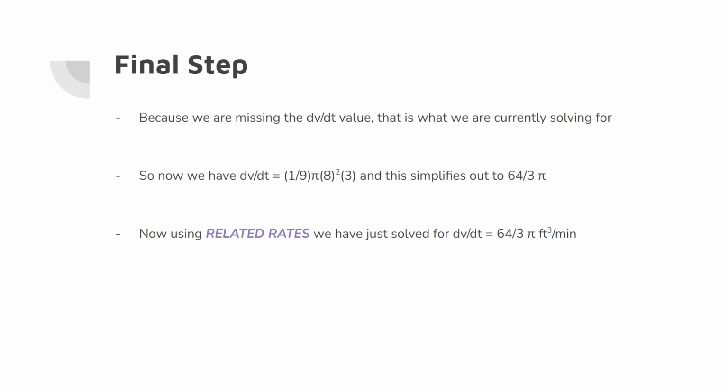Because we're missing the value dV over dt, this is what we're solving for, so then we substitute in our values. 1 over 9 pi times 8, since that's the depth that we're working with, squared times 3, which was the rate at which the height was changing, and this simplifies out to 64 over 3 pi. And now using related rates, we have just solved for dV over dt, which equals 64 over 3 pi feet cubed per minute in this particular example.